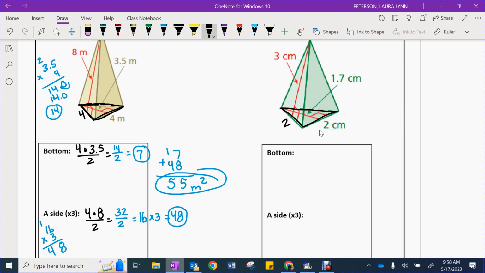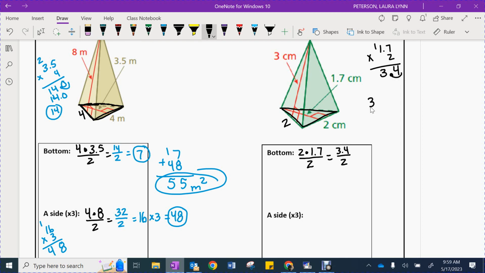Finding our bottom. Base is 2 times height. It's pointing an arrow. 1.7. And we say divided by 2 equals. Well, let's do this part. 1.7 times 2. 2 times 7 is 14. Carry your 1. 2 times 1 is 2, plus 1 is 3. There's one number after my decimal, which means there's one number after my decimal in my answer. So we have 3.4. Then we say divided by 2.